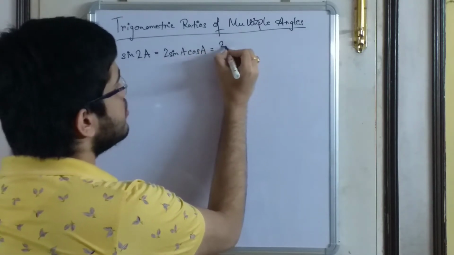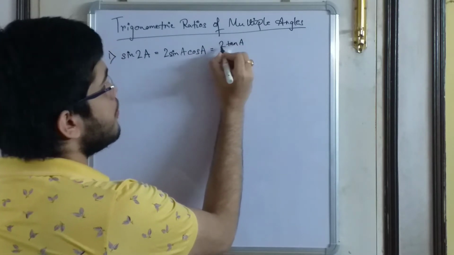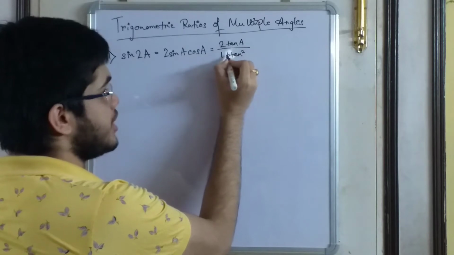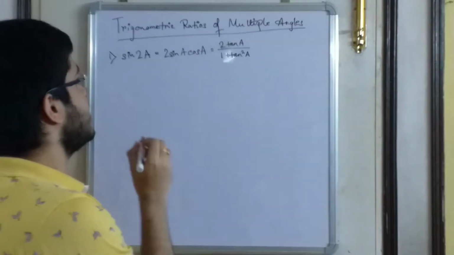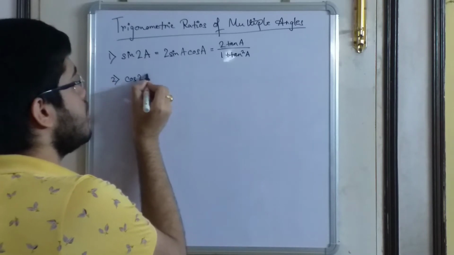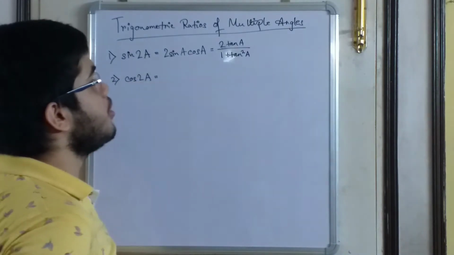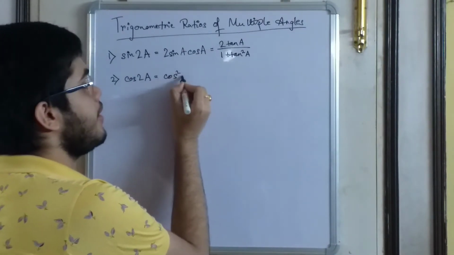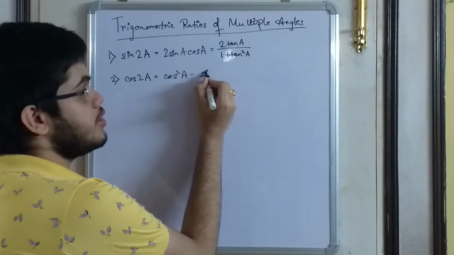Now this can also be written as 2 tan a by 1 minus tan square a. Sorry, 1 plus tan square a. 2 tan a by 1 plus tan square a. Now cos 2a. What is the formula of cos 2a? Cos 2a is cos square a minus sin square a.